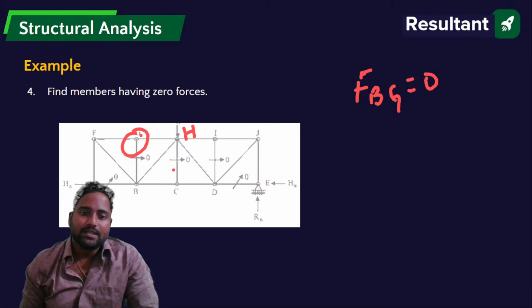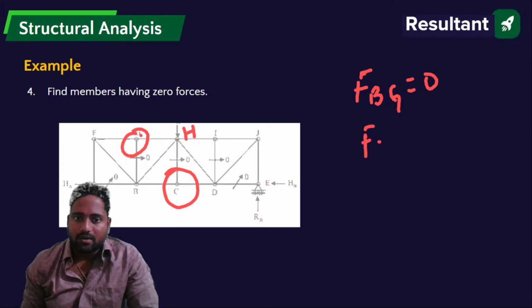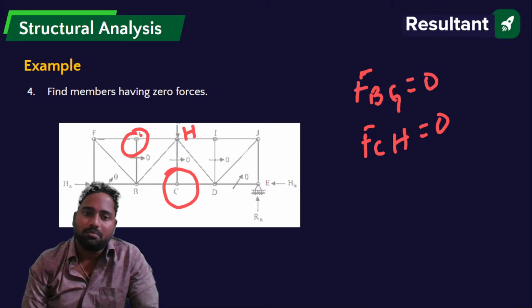Similarly, if you see joint C, three members are meeting at this joint, out of which two are collinear, and no force is acting at this joint, then the force in the third member is 0. That means FCH equals 0. Same concept. These two joints I have taken. Three members are meeting at this joint, out of which two are collinear. Force in the third member is 0.